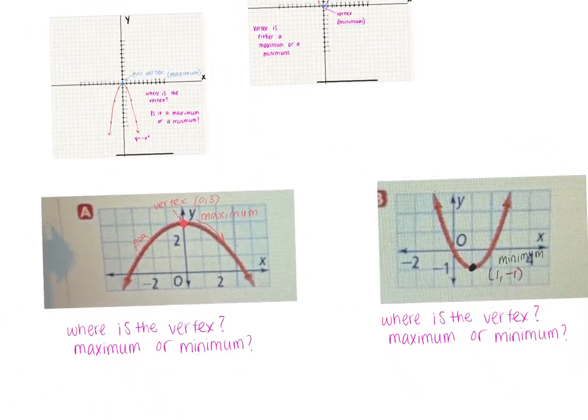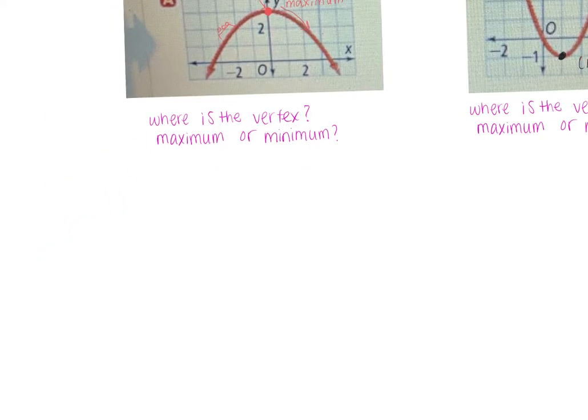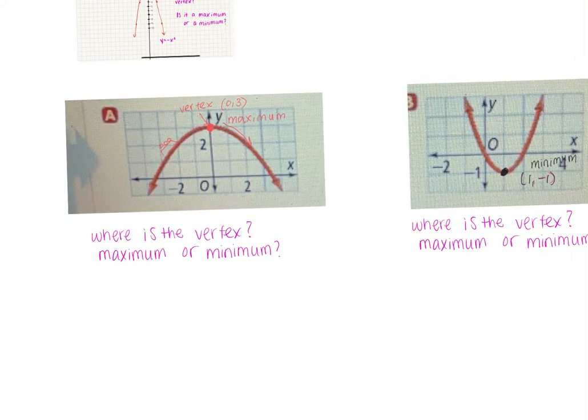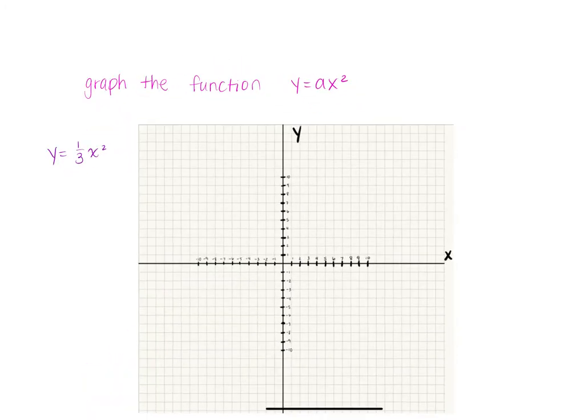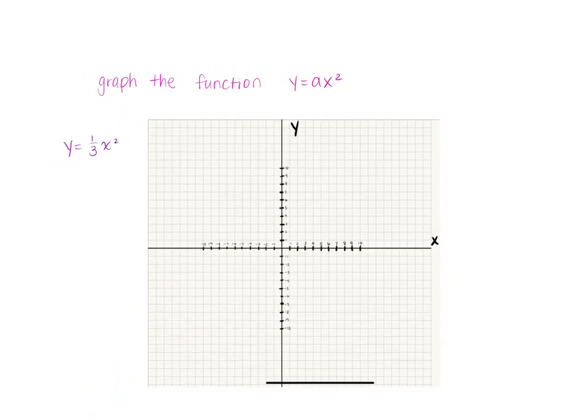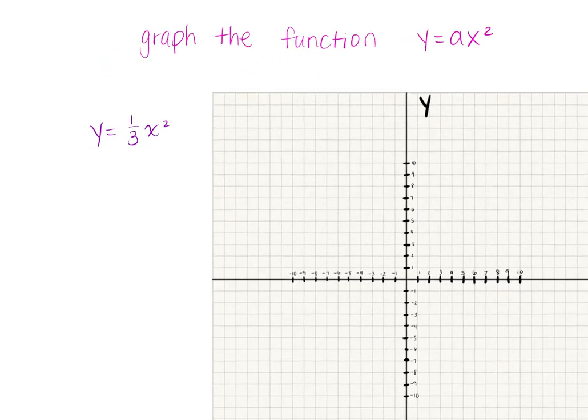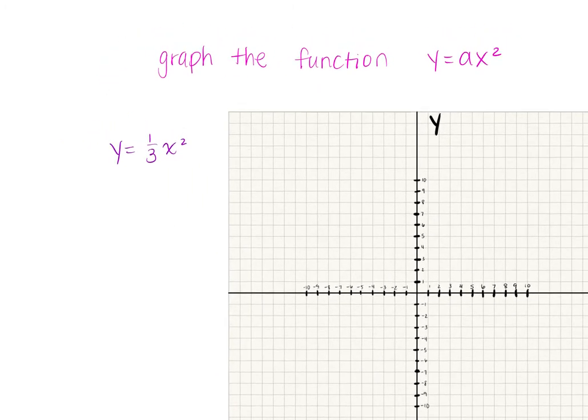One more thing, guys. When we write, hold on. Maybe I have to go to the next. There we go. Okay. We're going to graph the function y equals ax squared, where our a is 1/3. So we're still not adding anything, but we're changing what a is. Let's make a 1/3.